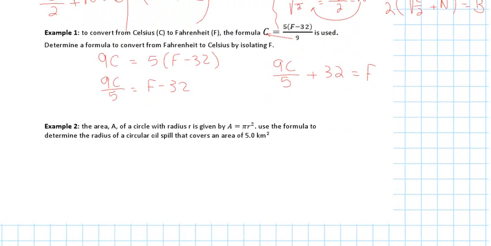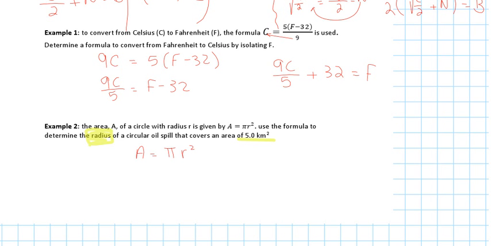The area A of a circle with radius r is given by A equals pi r squared. Use the formula to determine the radius of a circular oil spill that covers an area of 5 kilometers squared. So what are you looking for? Use the formula to determine the radius. So you're solving for the radius given the area of 5 square kilometers. Okay? So that means I'm isolating for, what am I isolating for? The radius.